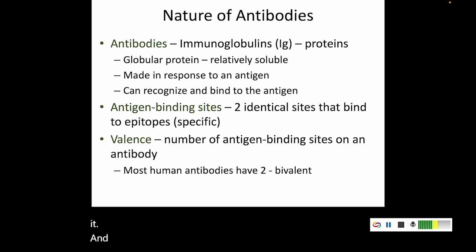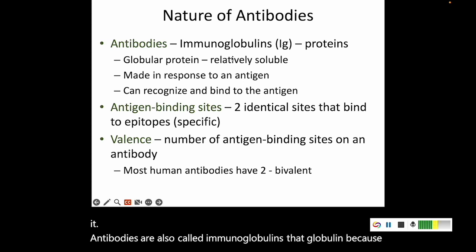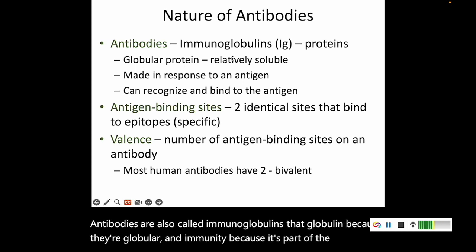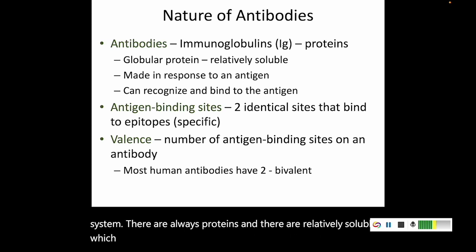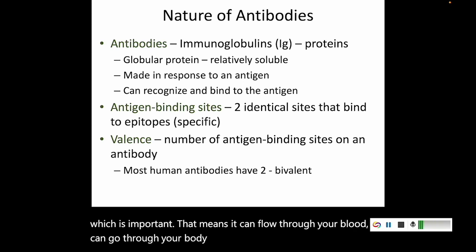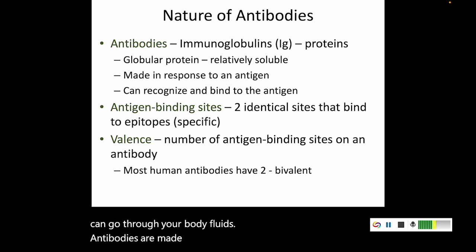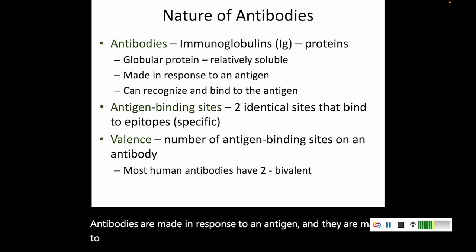Antibodies are also called immunoglobulins. Globulin because they're globular, and immuno because it's part of the immune system. They're always proteins, and they're relatively soluble, which is important. That means they can flow through your blood and go through your body fluids. Antibodies are made in response to an antigen, and they are made to recognize and bind to the antigen.